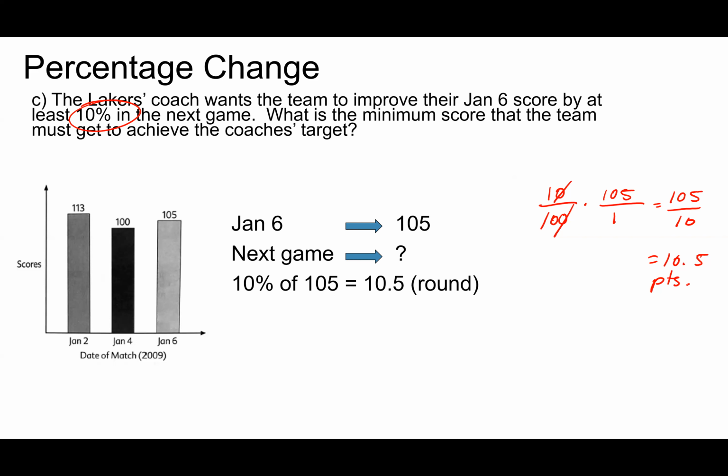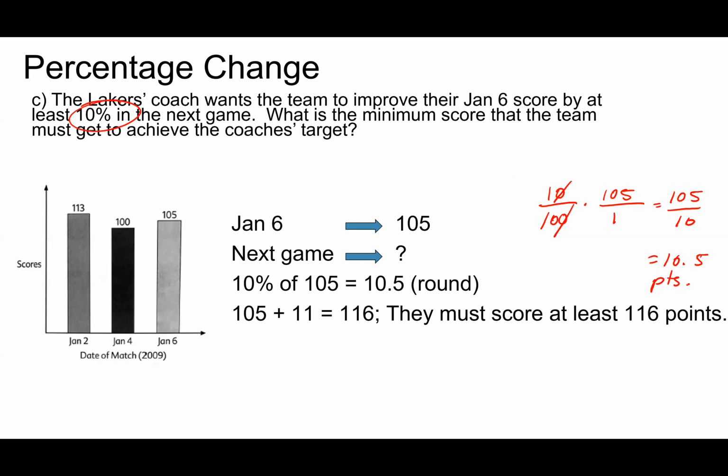We have to add it to the original score. So we're going to add 10.5 to 105. And Cameron was 100% right. We don't score half points in basketball. I mean, I have limited knowledge about basketball, but I do know that. And so they need to score at least 116 points once we add that all up together. Okay. Go ahead and do the Toyo, and we'll go over that in just a couple minutes. Remember, change over original, guys.